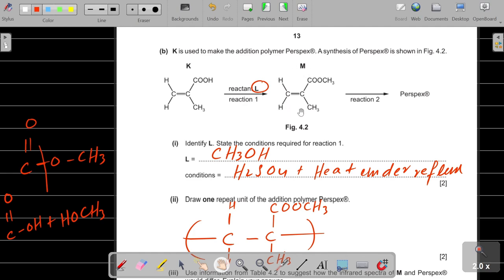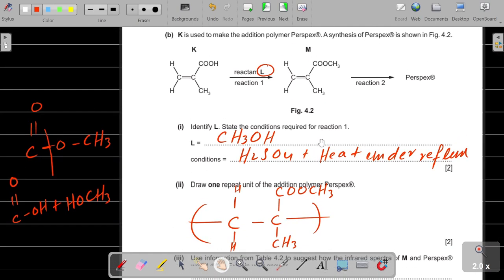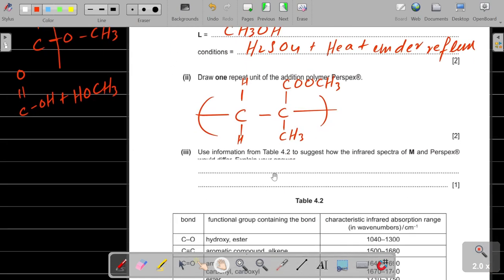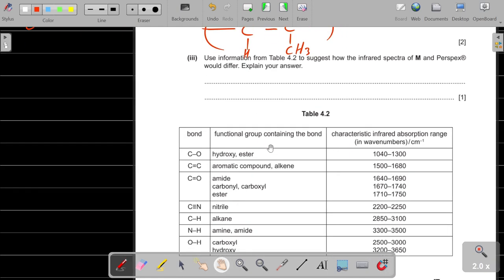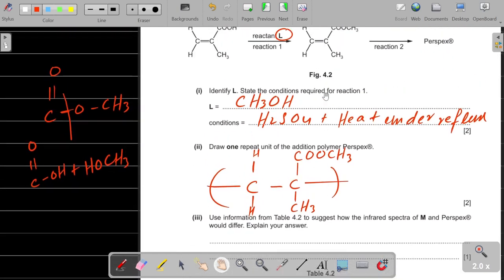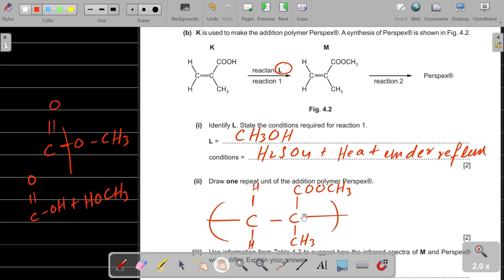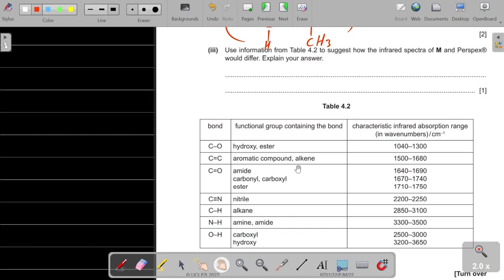And M, we are talking about this and we are talking about this. So you can notice here we have a double bond, and if you don't have any double bond, okay? Here we have a carbon to carbon double bond. Here we also have the same group, but the difference is double bond and single bond. Carbon to carbon double bond is from 1500 to 1680, okay?